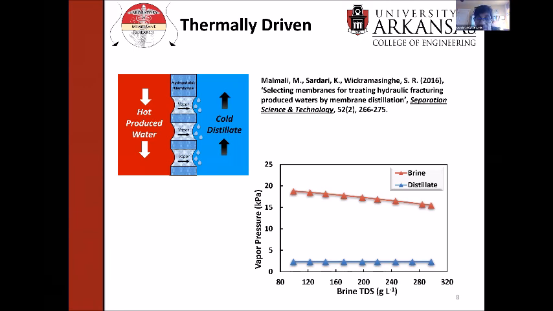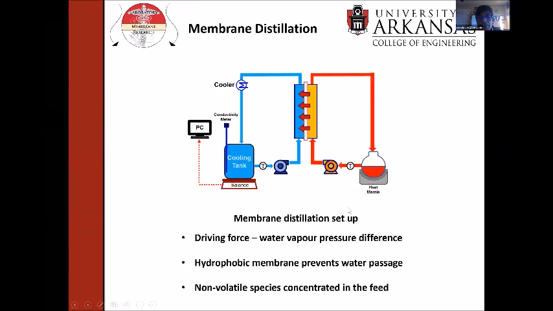One of the advantages of membrane distillation is, if we look at this graph here, the vapor pressure of water versus, in this case, brine concentration or sodium chloride concentration, you can see the vapor pressure decreases with increasing brine concentration, but the decrease is relatively minor compared to, say, the increase in back pressure in a reverse osmosis process. And so there is still a significant driving force even at high brine concentrations.